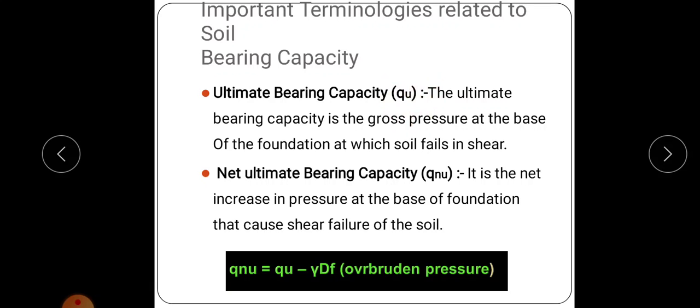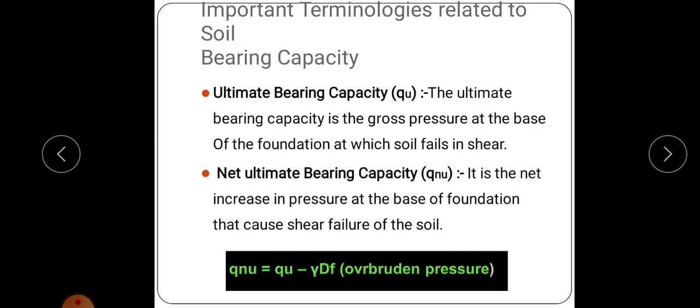So next definition, net ultimate bearing capacity. I have told that this bearing capacity is related to shear, that is shear strength or shear resistance. So when you are explaining these definitions of bearing capacity, whether ultimate bearing capacity or net ultimate, there will be the term like the soil fails in shear. That is, if this parameter exceeds the permissible limit, the soil will fail under shear. So you should note this. The ultimate bearing capacity is the gross pressure at the base of the foundation at which the soil fails in shear.